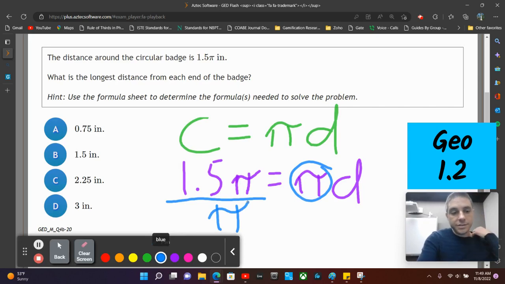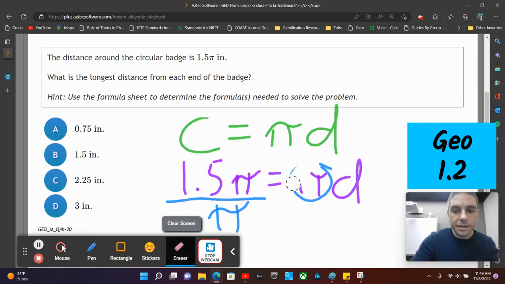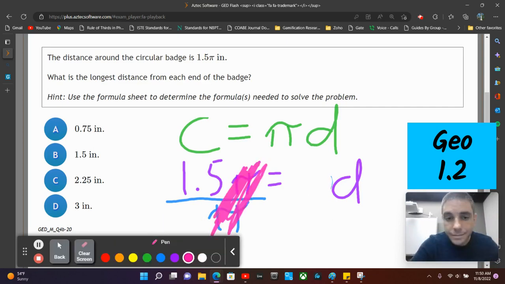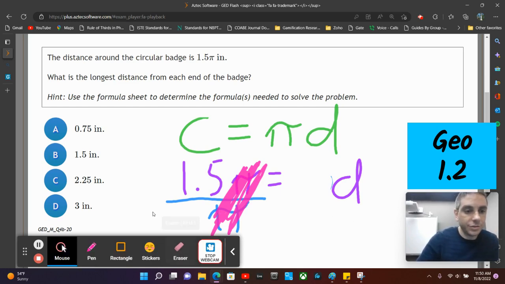Now, what happens when you have something on the top of the fraction and on the bottom of the fraction that's exactly the same? They cancel out. So what remains then in our fraction is just 1.5 on the left side, and what remains on the right side of the fraction is the letter D. So 1.5 is equal to the letter D, and that answer choice is B.